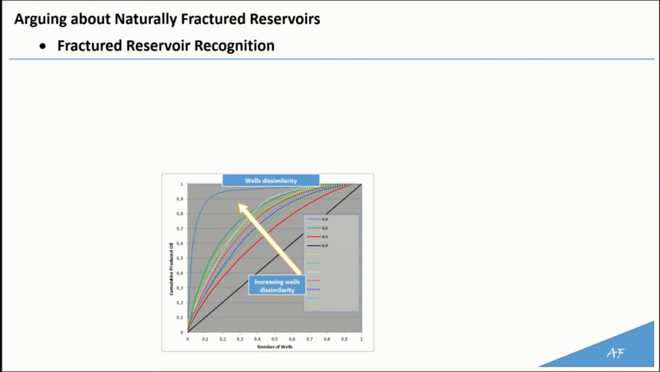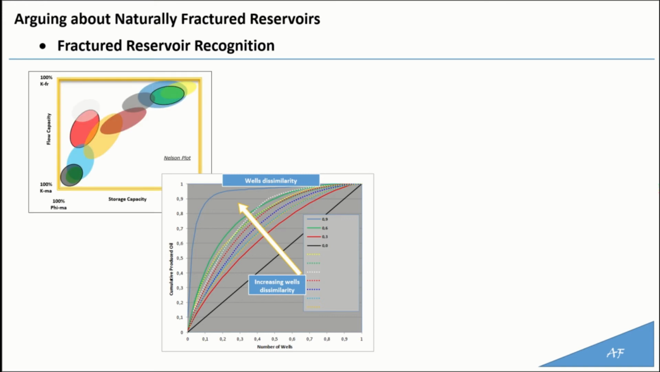The presence of fractures is mirrored in the heterogeneous dynamic behavior at field scale, as illustrated by the well dissimilarity plot here reported, where on the x-axis we have the normalized number of producing wells ranked for decreasing cumulative production, plotted versus the y-axis the relevant normalized cumulative productions.